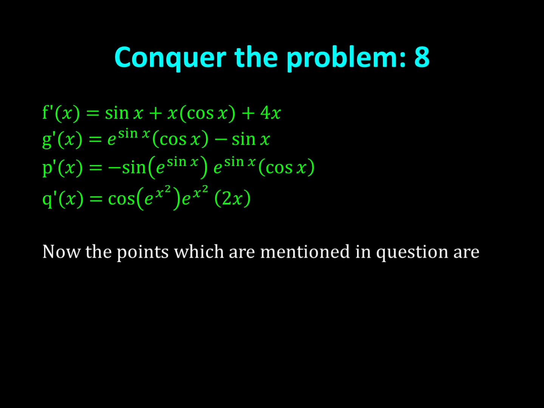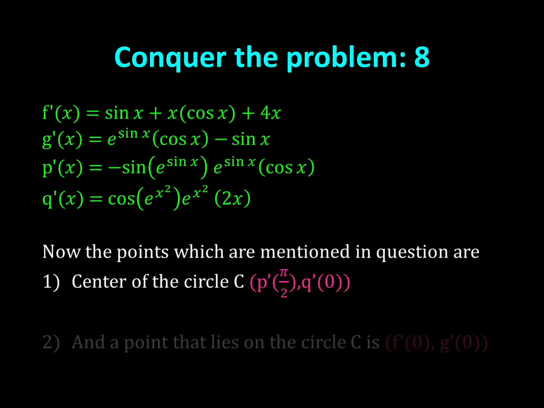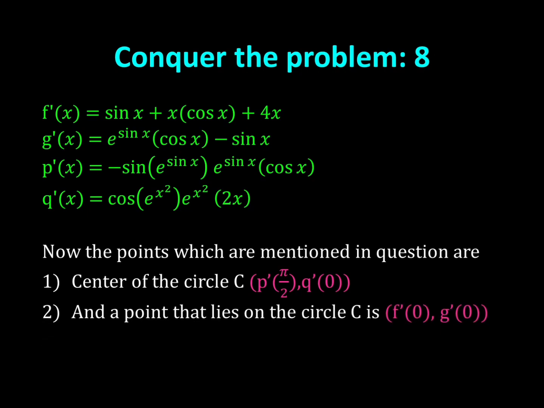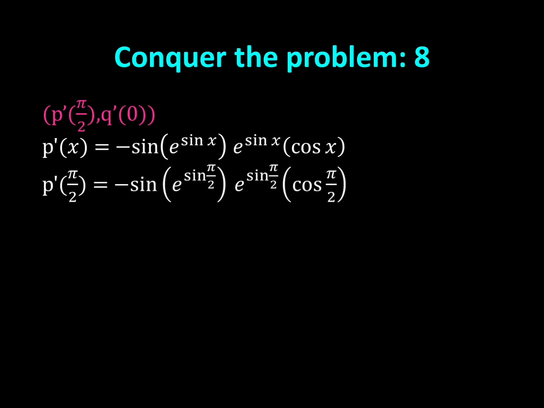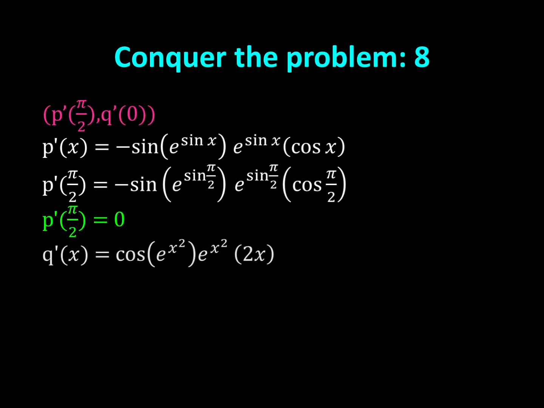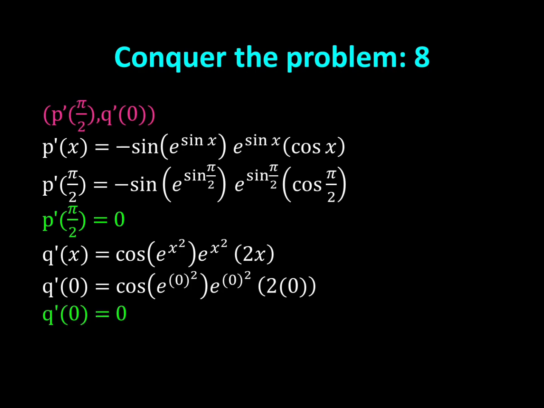Now, the points which are mentioned in the question are: the first point is the center of the circle C, that is nothing but p dash pi by 2 and q dash 0, and a point that lies on the circle C, which is f dash 0 and g dash 0. Now let us figure out p dash pi by 2 and q dash 0. So when we plug in the value pi by 2 into p dash x, we get p dash pi by 2 to be equal to 0. Similarly, when we plug in the value 0 into q dash x, we get q dash 0 to be equal to 0. Hence, center of the circle C will be 0, 0.